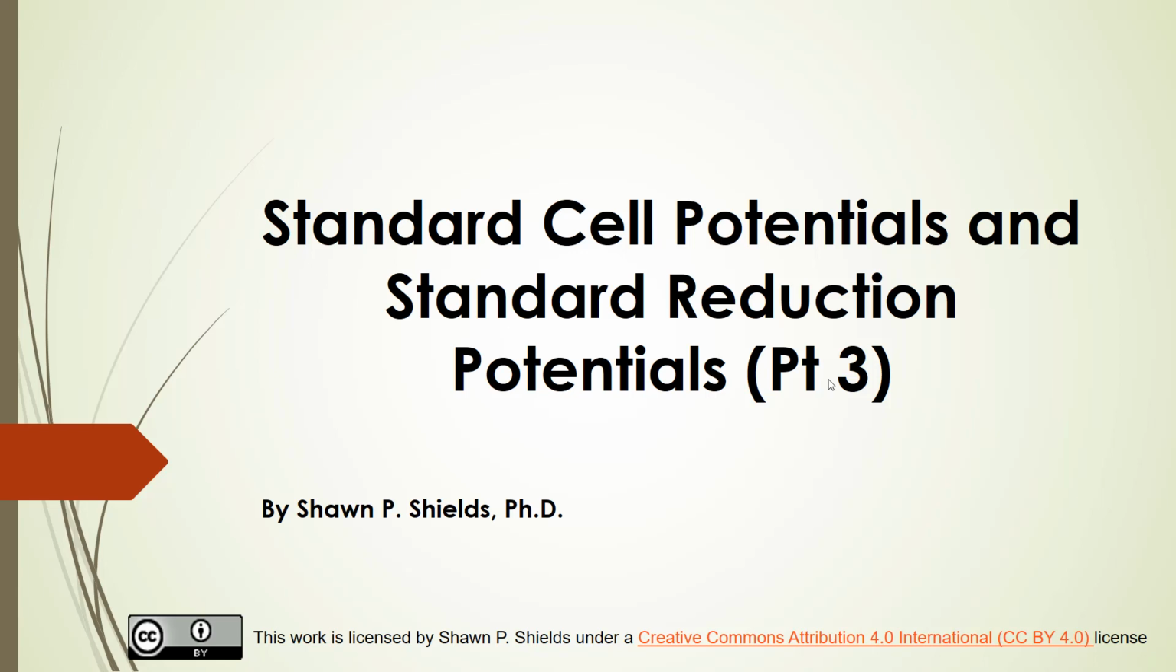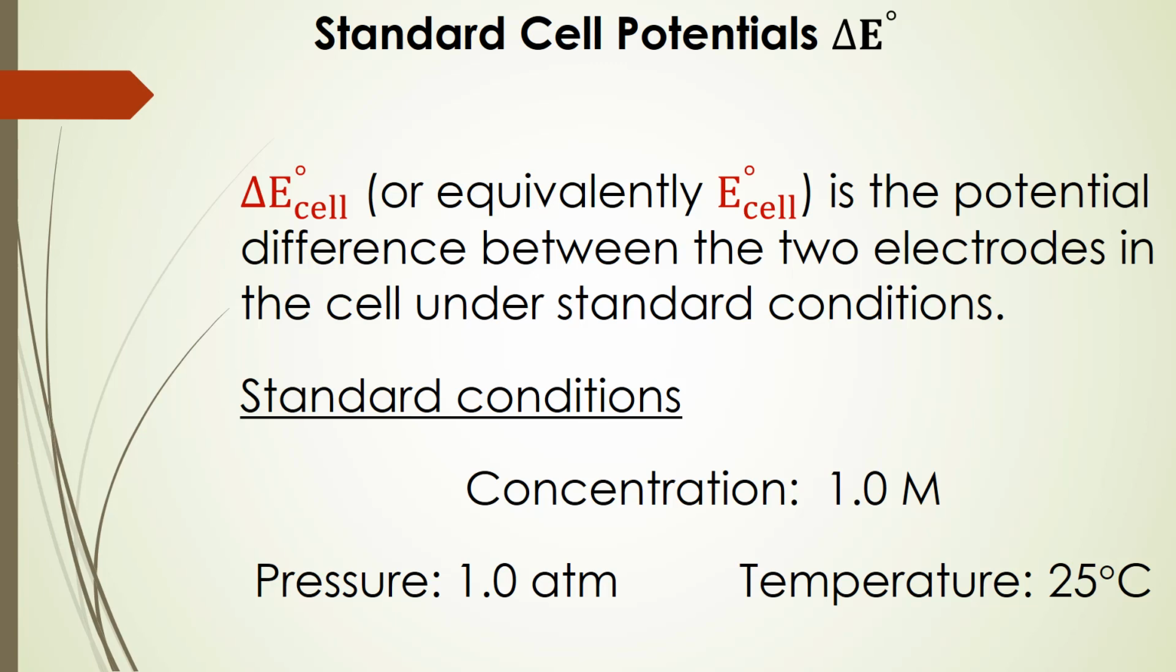Standard cell potentials and standard reduction potentials. This is the electrochemistry lecture part 3. Let's talk about standard cell potentials first. You'll see this represented as delta E naught cell, sometimes just delta E naught, or equivalently E naught cell without the delta. All of those generally are the same thing, so they're equivalent.